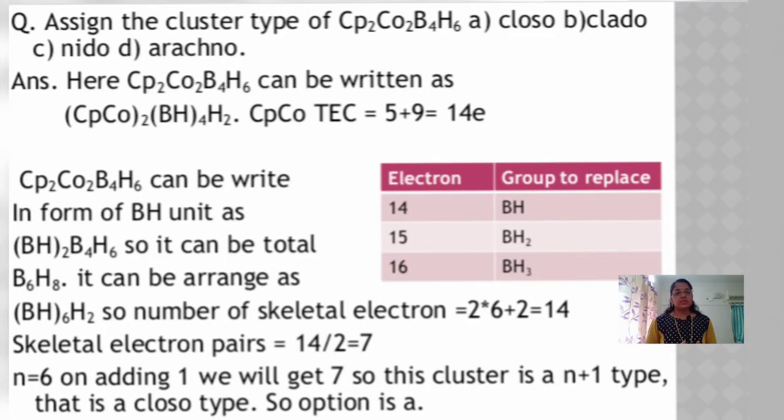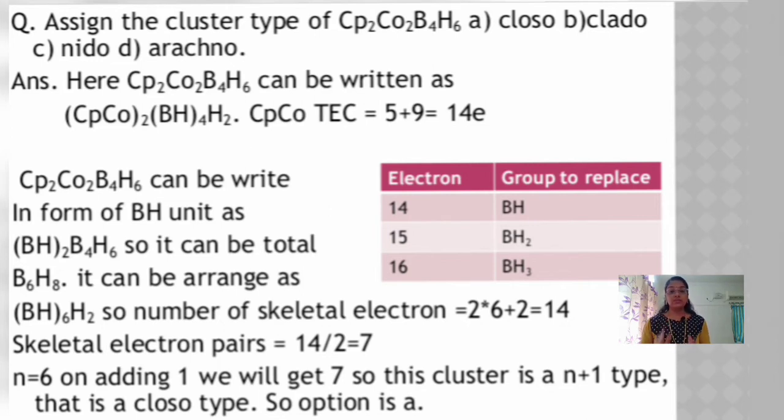So first step is to arrange that metal cluster in terms of boron. So first we can represent that Cp, that is cyclopentadienyl. It gives 5 electrons to that metal cluster. So Cp and Co can be written together, that is (CpCo) whole twice. Then altogether it will be Cp2Co2. Then we can find out the valence electrons. That is, Cp will give 5 electrons and Co has 9 valence electrons. So on adding, that is 9 plus 5, it will be equal to 14 electrons.